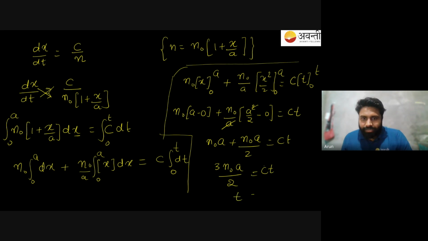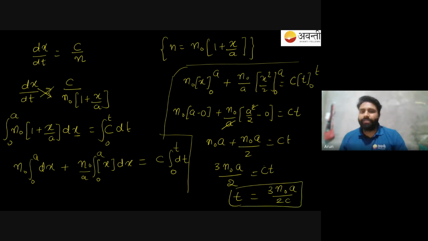So we have to calculate the time. So it is 3 N naught a by 2c. So this is the value of time that we have.